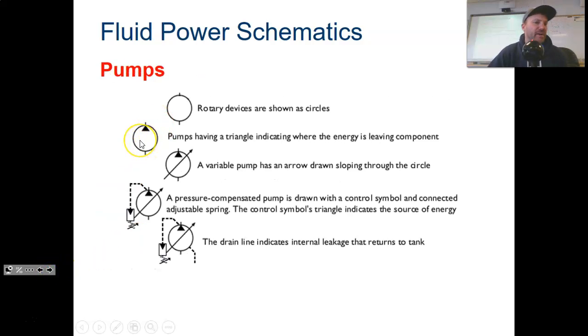Your pump, the arrow always represents the direction that the fluid flows. So with this pump, it's going to push up. A variable pump, if you want to be able to increase or decrease your flow rate, you can draw a diagonal line. So a pressure compensated pump, and here's a pressure relief valve. If you want it to have a certain amount of pressure, and you don't want too much pressure, you can have a spring. That's a schematic for that.